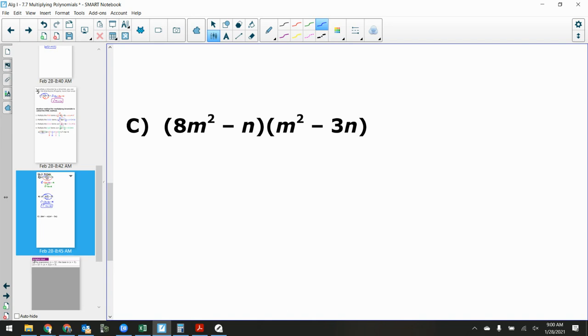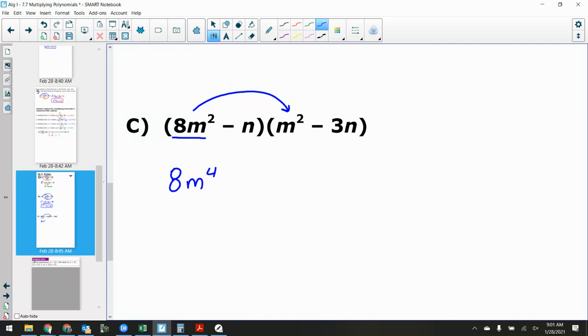So let's distribute again. Call it our first, outer, inner, last. First, 8m squared times m squared. Okay, what's that going to be? 8m to the 4th power. 8m to the 4th, good. 8m to the 4th power.